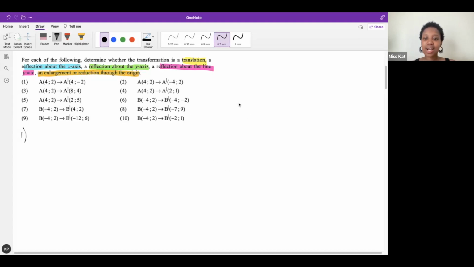Come on, guys. Okay, I'm going to do the first one. The first one is a reflection. It's a reflection about the x-axis. Remember, we know that because our y-coordinate changed signs. So that's how we know that it's a reflection on the x-axis.